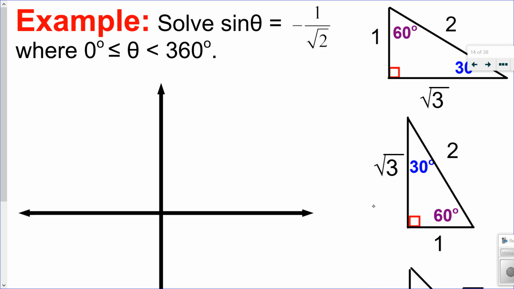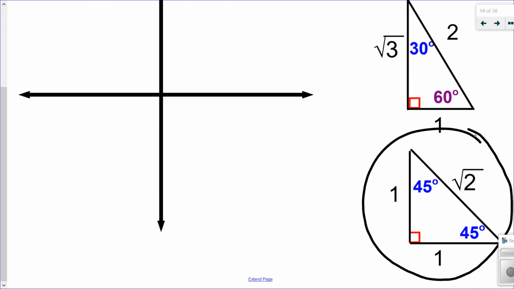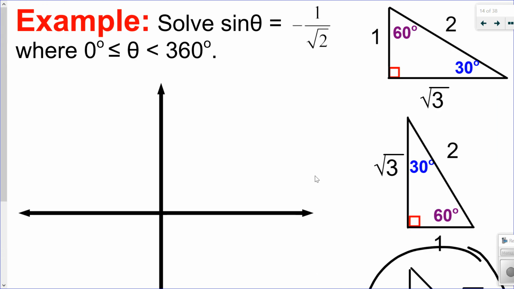Let's look at the first one. Sine of the angle is -1 over root 2. I see a root 2 there, so I know right away I am talking about the 45, 45, 90 triangle. So I know I'm talking about this triangle here. My reference angle is going to be a 45-degree angle. That's step 1 of the puzzle. I know my reference angle is 45 degrees, just looking at the ratio.